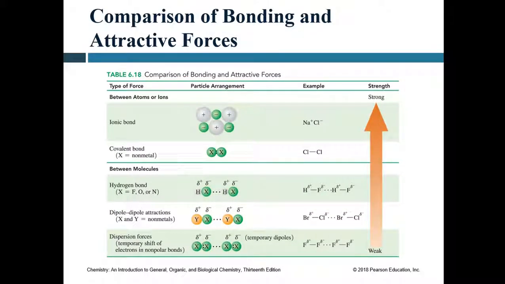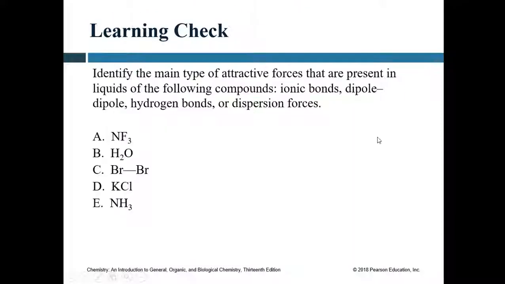Now, in table 6.8, there's a comparison of bonding and attractive forces. You will notice this is another way to view what we were just talking about. Dispersion forces are just weak attractive forces, whereas dipole is a little bit stronger. Hydrogen bonding is much stronger. Hydrogen bonding, though, is only when hydrogen is attached to fluorine, oxygen, or nitrogen, and then it can do this between the molecules. And the strongest of all is our ionic bond.